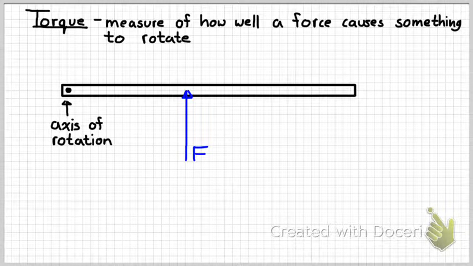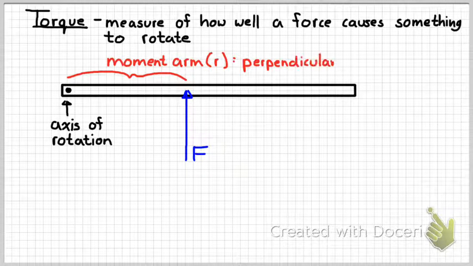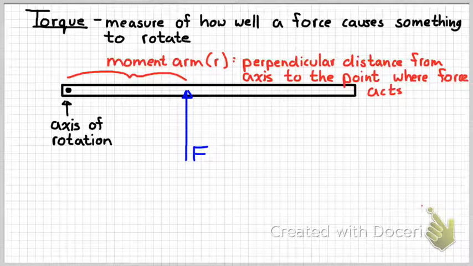Here's some force F. The distance between the axis and the point that the force is applied, we're going to refer to as the moment arm. We're going to give it the symbol R, and it's the perpendicular distance from the axis to the point where the force acts. You could consider that to be a radius, which is why we give it the symbol R. Now be careful. The R won't necessarily be the radius of an object. It's the distance from the axis to where the force is applied.